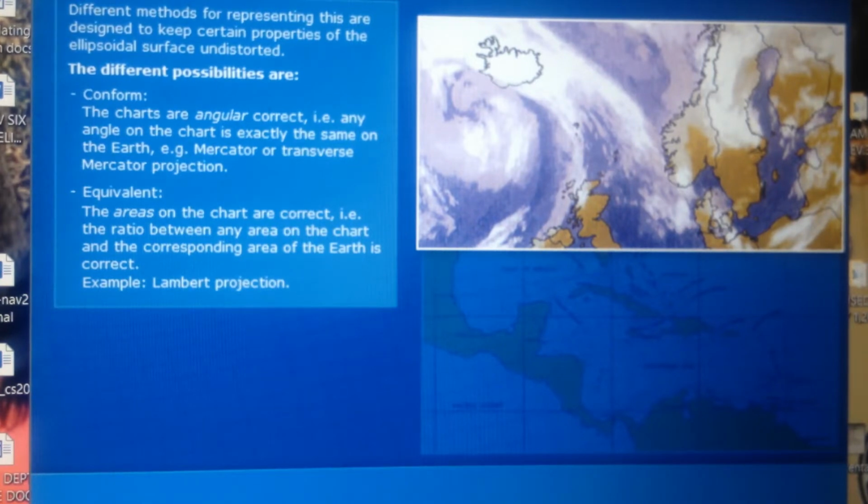Charts used at sea for navigation are normally made in Mercator or transverse Mercator projections. On a Mercator chart, a straight line between two points represents the course between the points.